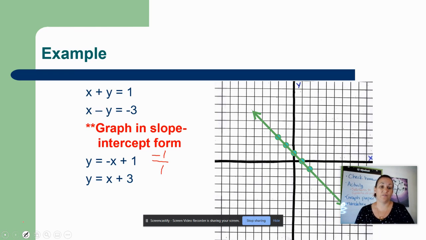I'm also going to graph this. So I'm going to start at the plus 3 on the y-axis. So I'm going to go up to the positive 3. The slope for this problem is +1 over +1. So I'm going to go from my dot up and right.